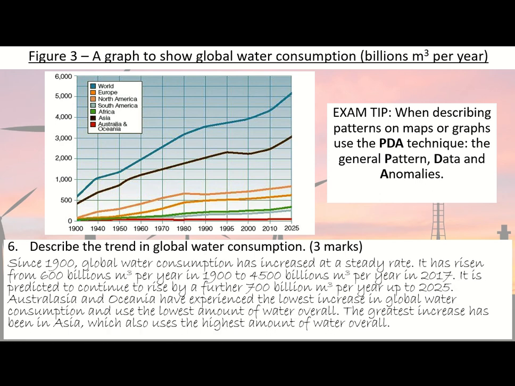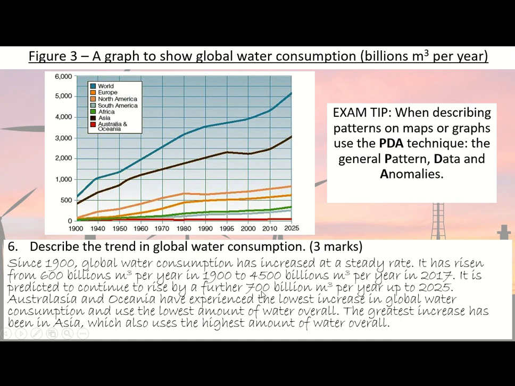I've written a far more detailed answer than you'd need for 3 marks, just to give you more scope in terms of using data, etc. So since 1900, the global water consumption has increased at a steady rate. It's nice to include a rate of increase. That's worth a mark. That's clearly identifying a pattern. It has risen from 600 billion cubic meters per year in 1900 to 4,500 billion cubic meters per year in 2017. Okay, I've gone up to a certain figure. So I've used data, pattern, data. It is predicted to continue to rise by a further 700 billion up to 2025. So I've just used more data there.